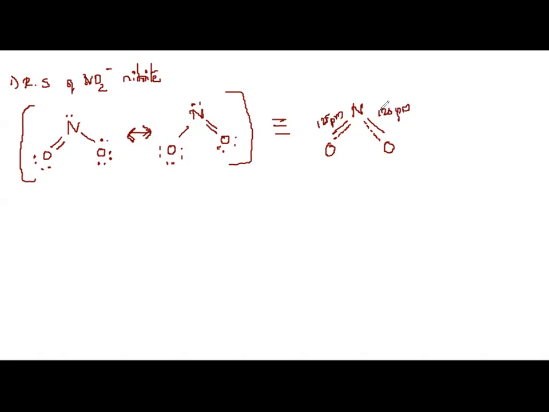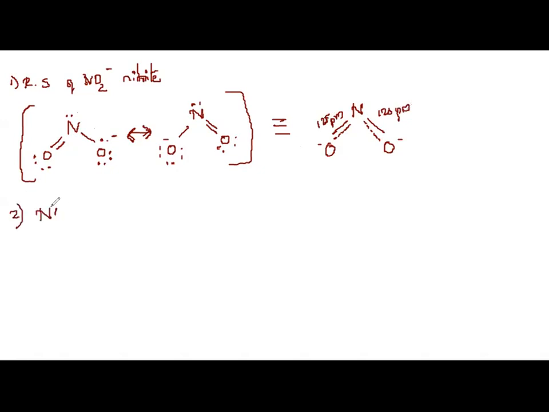Yes, understanding? So the resonance hybrid suggests that each oxygen atom holds partial charge. If you write the formal charge, you will get to know on which oxygen there is charge. Here it is on this oxygen. Here it is on this oxygen. The resonance hybrid says that each of them carries partial charge. And bond length is what? It is 125 picometers.